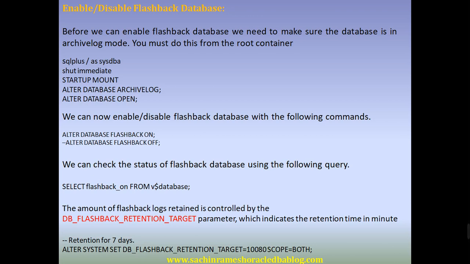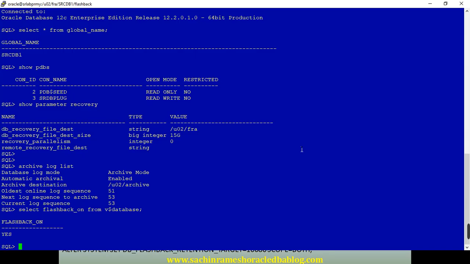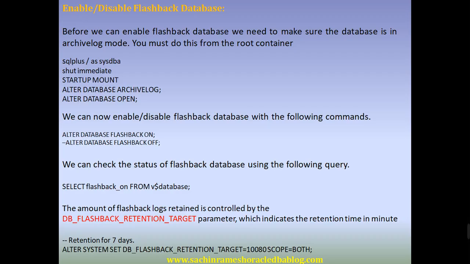SQL*Plus / as sysdba, shutdown immediate, and startup mount, and alter database archivelog, alter database open. This is the archive log mode enable, and we can now enable or disable flashback database with the following command as well. Yes, I have already verified that flashback is already on. If it is not, alter database flashback on. You have to execute this command.